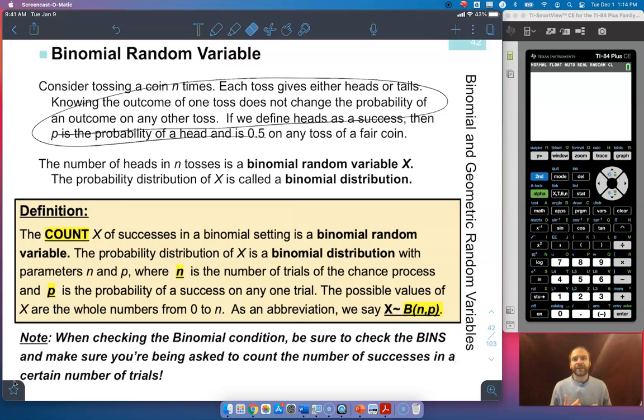You're going to use B(n, p). It's binary. I'm going to have n trials. The probability of success is p for each trial.